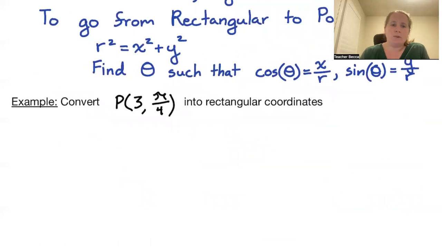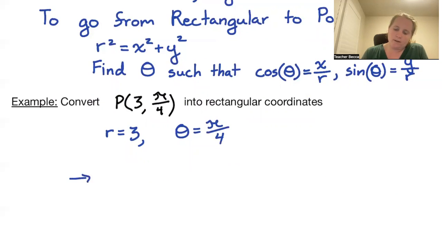So for example, let's convert the polar coordinate 3 comma pi over 4 into rectangular coordinates. So in this case, we have our r is 3. Our theta is pi over 4.